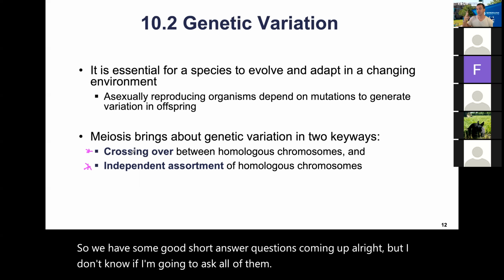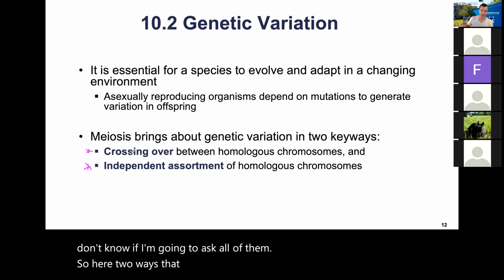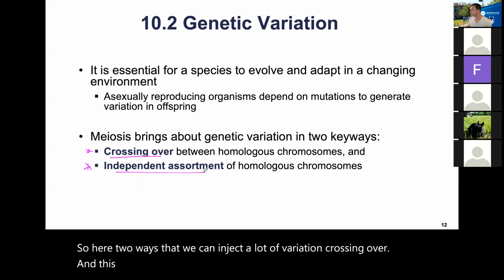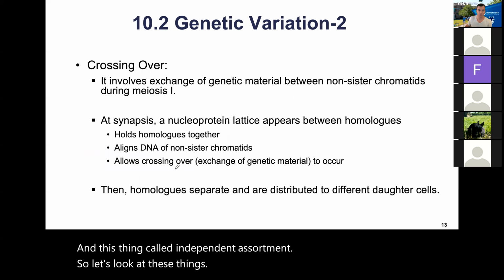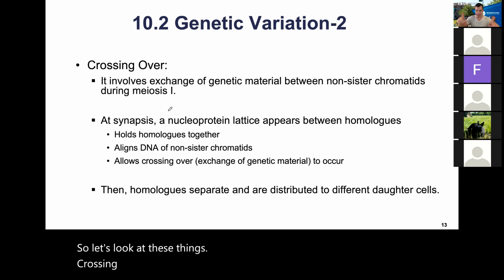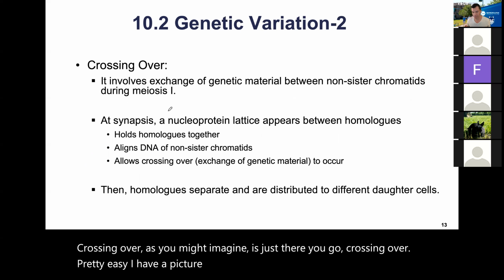So here are two ways that we can inject a lot of variation: crossing over and this thing called independent assortment. So let's look at these things. Crossing over, as you might imagine, it's just, there you go, crossing over. Pretty easy. I have a picture on the next slide that looks better than my two fingers.